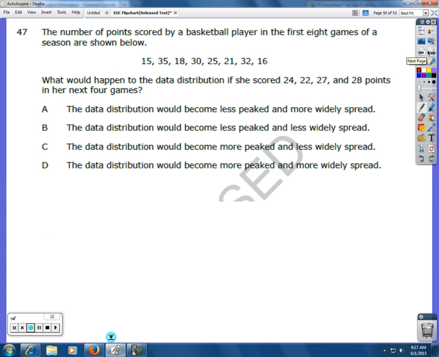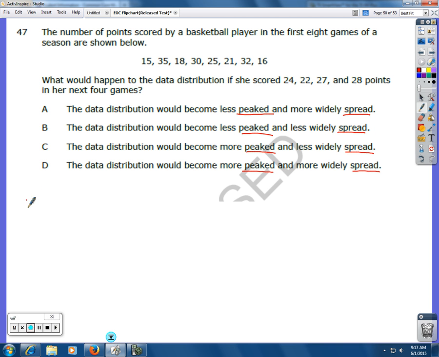All right, 47. The number of points scored by a basketball player in the first 8 games of the season are shown below. What would happen to the data distribution if she scored the following in her next 4 games? So if you notice, all of the answers are talking about something being peaked and spread.